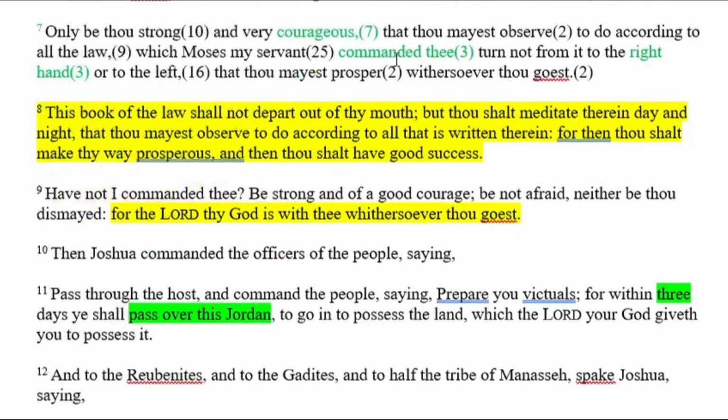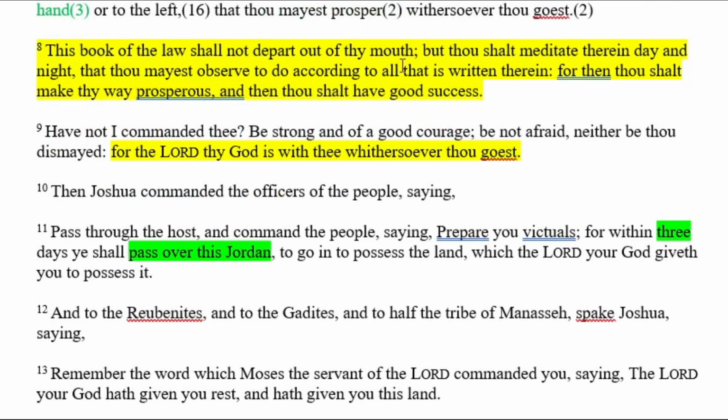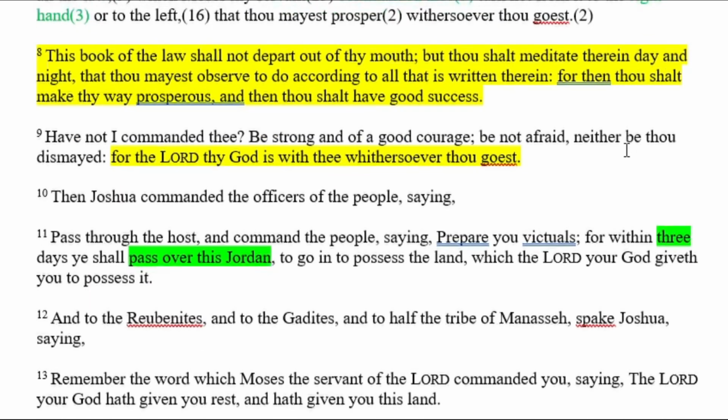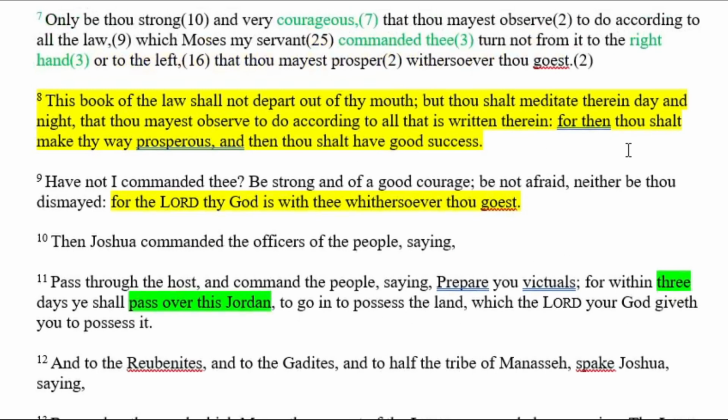We're going to get down here to the supernatural aid. This book of the law shall not depart out of your mouth, but you shall meditate therein day and night, that you may observe to do all that is written within. For then you shall make your way prosperous, and you shall have good success. So here we have the book of the law shall not depart out of your mouth. It's a similar sound. It's not quite eat it, but we've got it. You will have good success, sweet honey, good stuff.